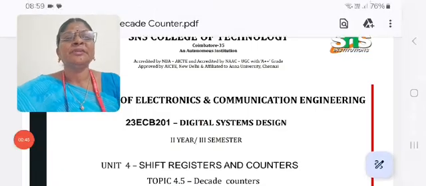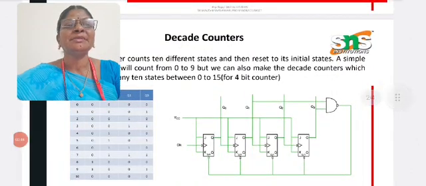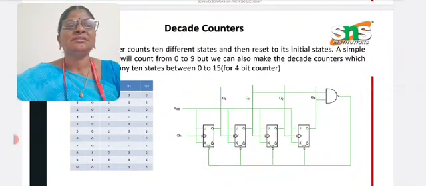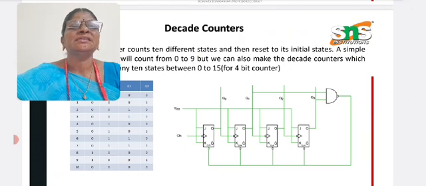So decade, from the word decade itself, what do you understand? Decade means it is 10, right? So this decade counter counts 10 different states and then resets to its initial state. A simple circuit will count states from 0 to 9, but we can also make the decade counter with any 10 states between 0 to 15.